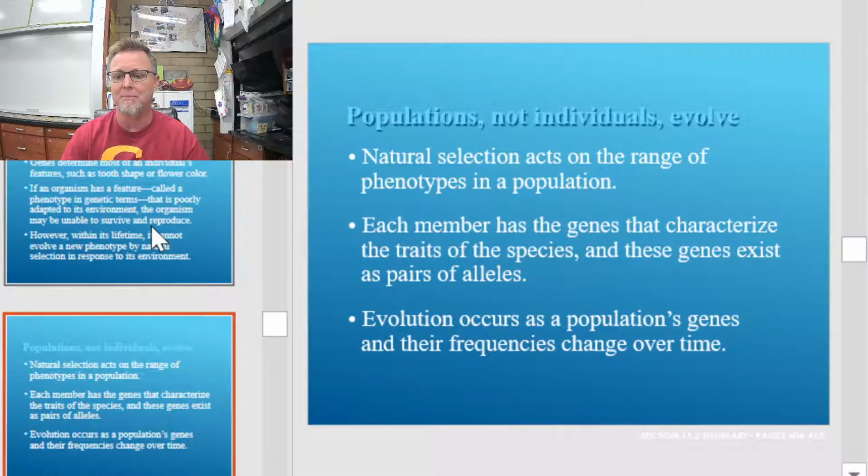So each member has genes that characterize the traits of that species, and those genes exist as pairs of alleles. Evolution occurs as a population's genes and their frequencies change over time. What's changing their frequencies? Whether or not I survive to reproduce. That's what's changing your frequency.